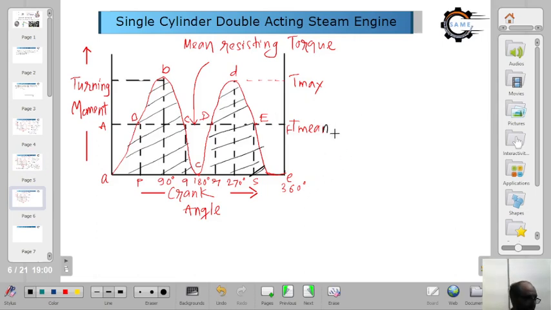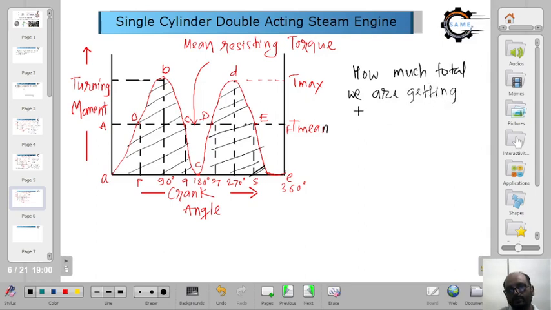See, from this we understand how much total energy we are getting from the turning moment diagram. This thing we understood from this, right?